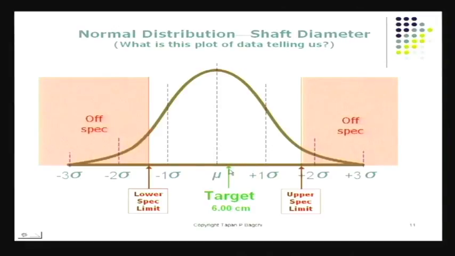So I show the target here with a green arrow there. The process average should ideally be exactly right there. That's something we'd like to be able to do. Now, that's the midpoint of the specification range.